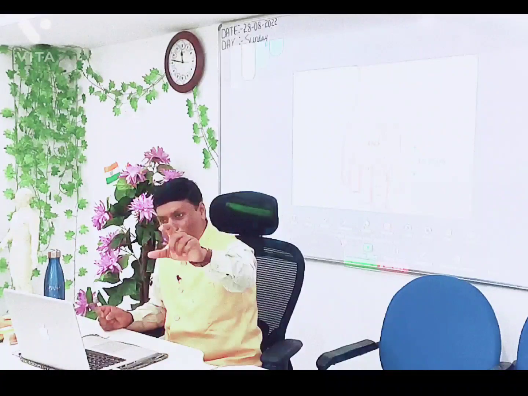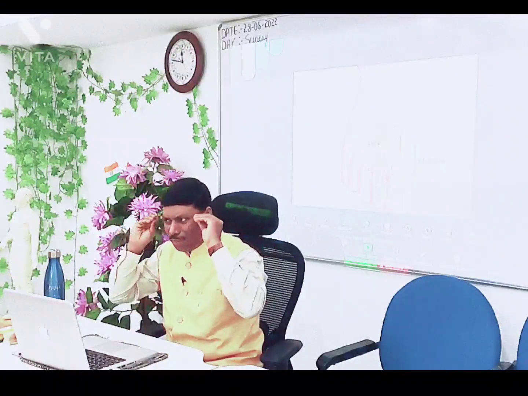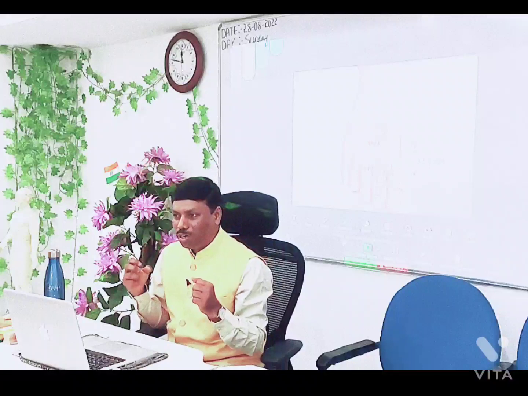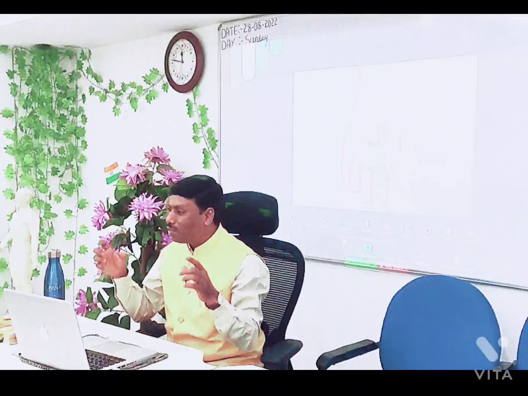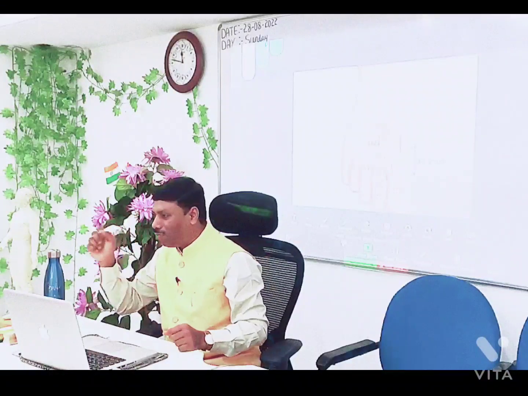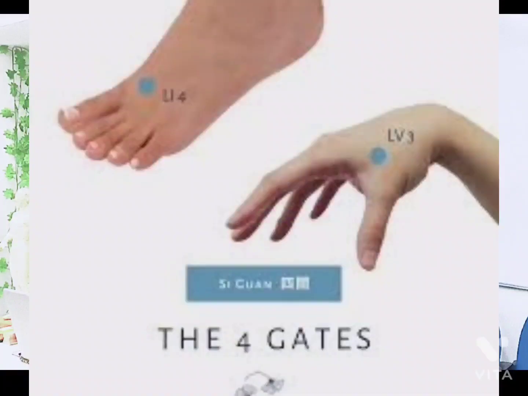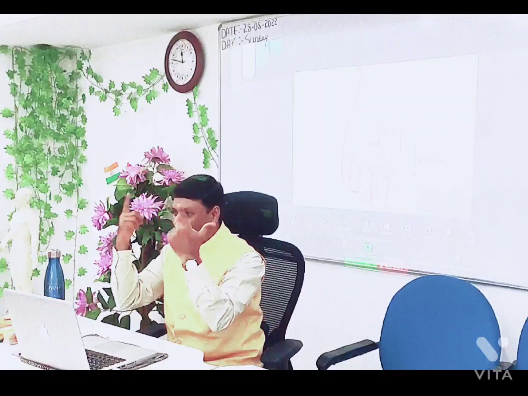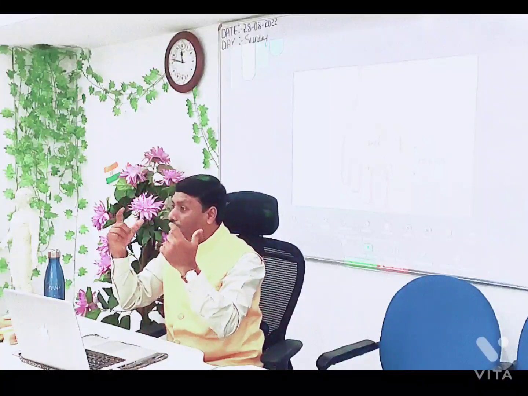Li4 is also called the yuan source point, and at the same time liver 3 is also the yuan source point of the liver. You remember, this is the Yang Ming point, this is the Zhu Yin point. Collectively together, it's really amazing. If you apply this, you want to open the gates, because there are many gates in our body. In that, there are 4 gates: the right hand gate and left hand gate, right foot gate and left foot gate.